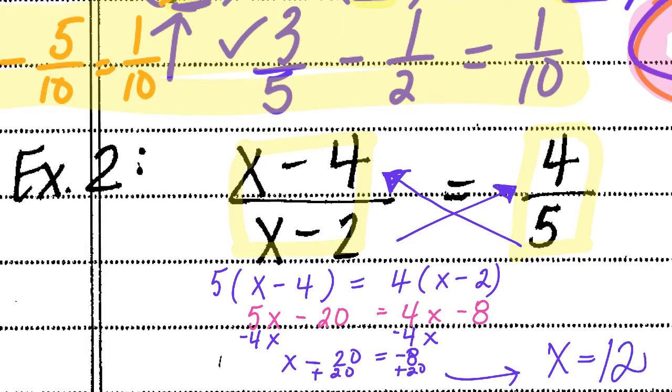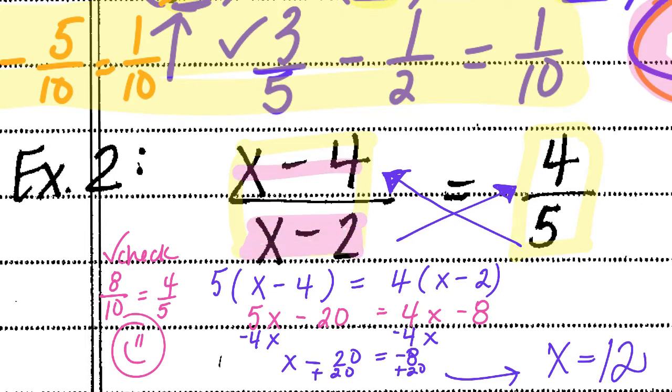And again, I'm going to check my work. I get 12 minus 4 on the top, which is 8. 12 minus 2 on the bottom, which is 10. Is that equal to 4/5? It is. So those are super easy when they give a fraction equals a fraction. Hopefully you see that this is a fraction, and that is equal to another fraction. So please take note.